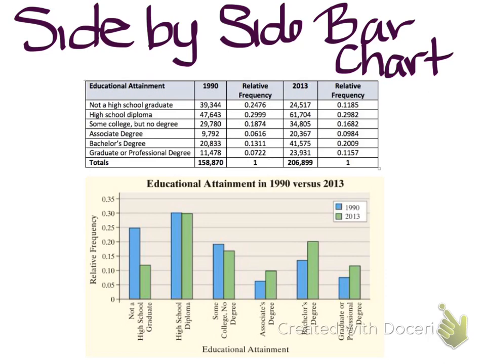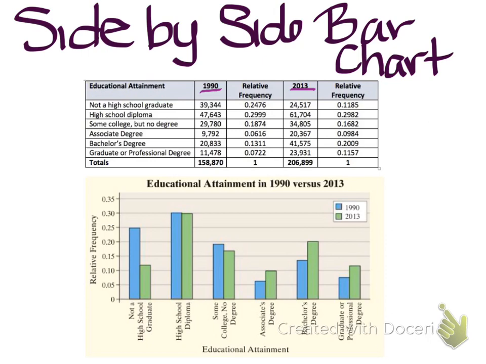All right, and then the last one, the one that I think is the most interesting, is a side-by-side bar chart. What we have here is two different data sets: a data set from 1990 and a data set from 2013. We were looking at the educational attainment of a sample of people in 1990 and then a different sample of people in 2013 to see how the relative frequency of people attaining these degrees has changed.